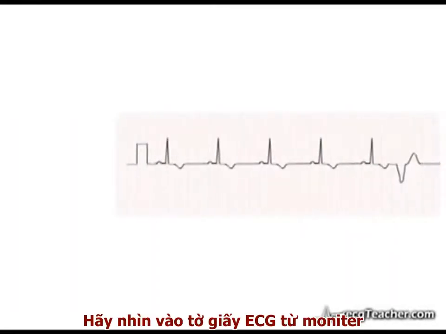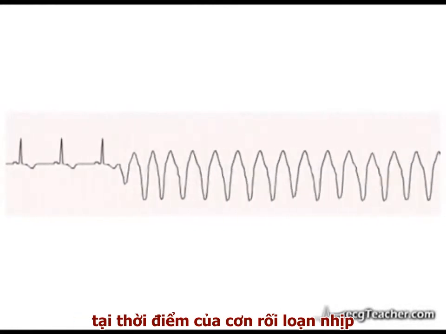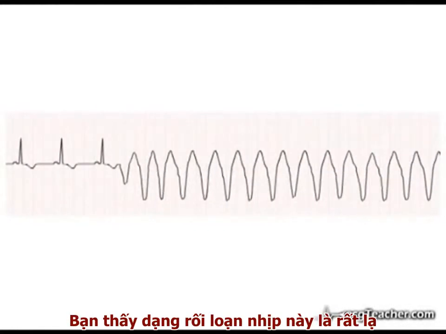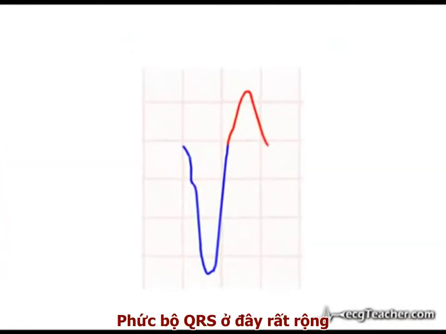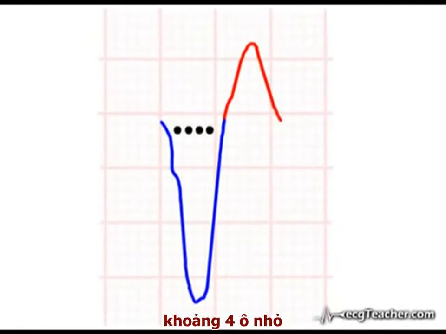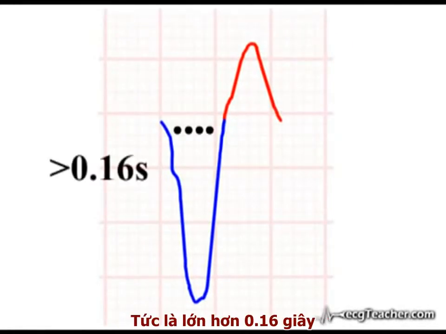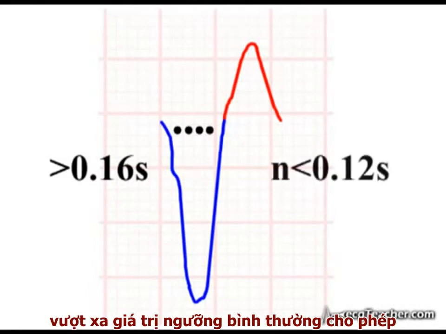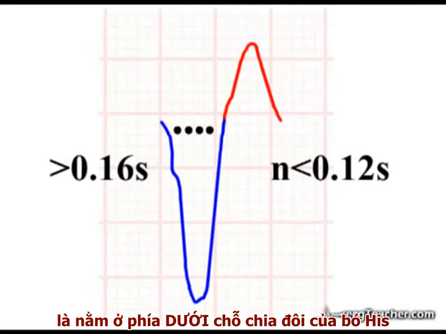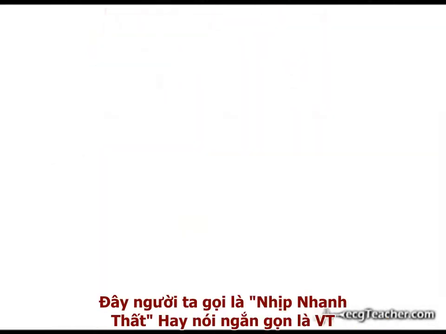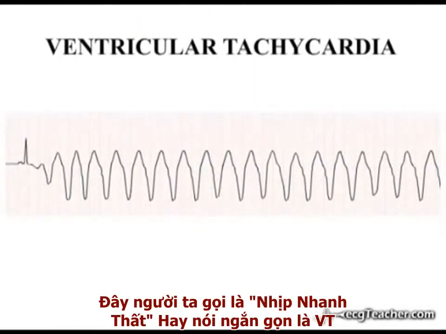Looking at a printout from the monitor at the time of the attack, you will appreciate that this tachyarrhythmia is quite different from those we have considered up to now. The QRS complexes are broad, at over 4 small squares in width, that is greater than 0.16 seconds in duration, well beyond our upper limit of normal. This is consistent with an origin of the arrhythmia from a focus situated below the bifurcation of the bundle of His. This is ventricular tachycardia, or VT.